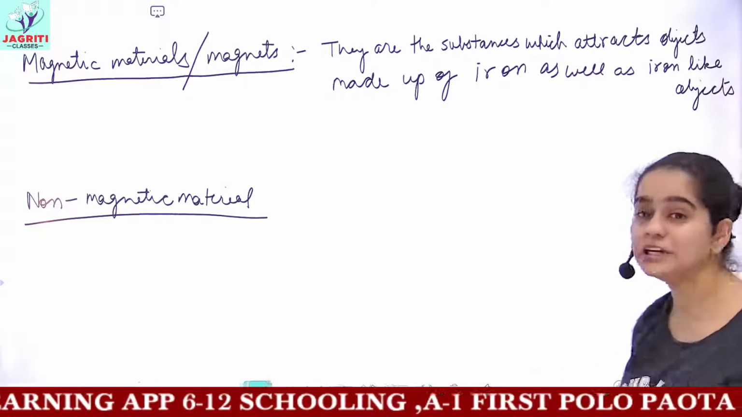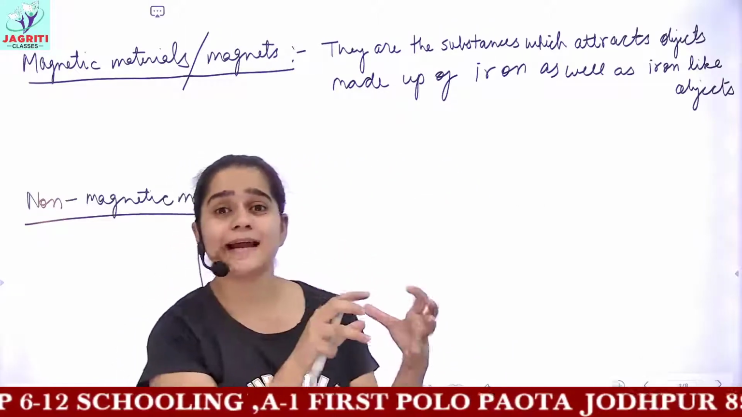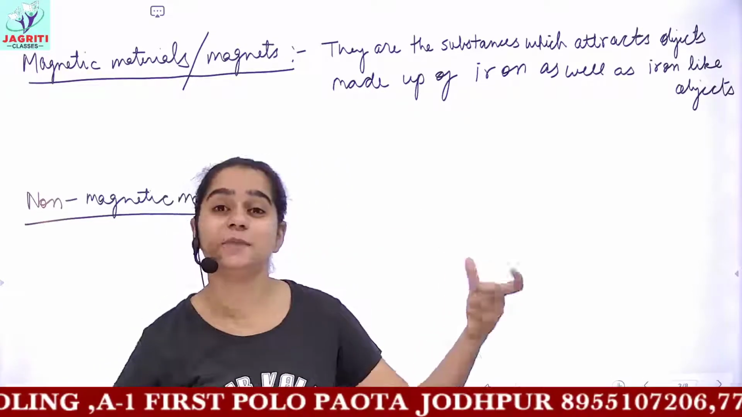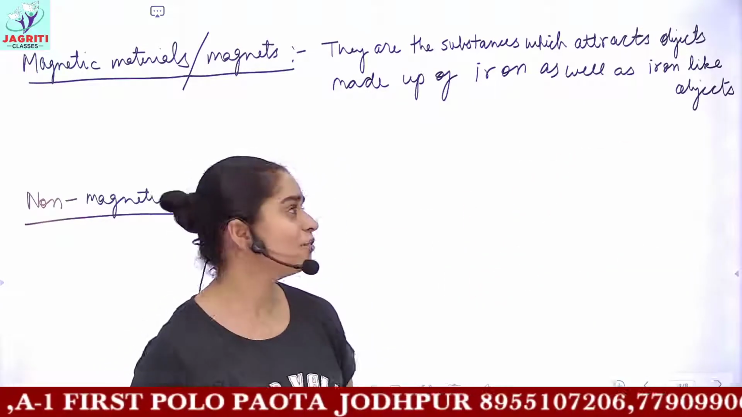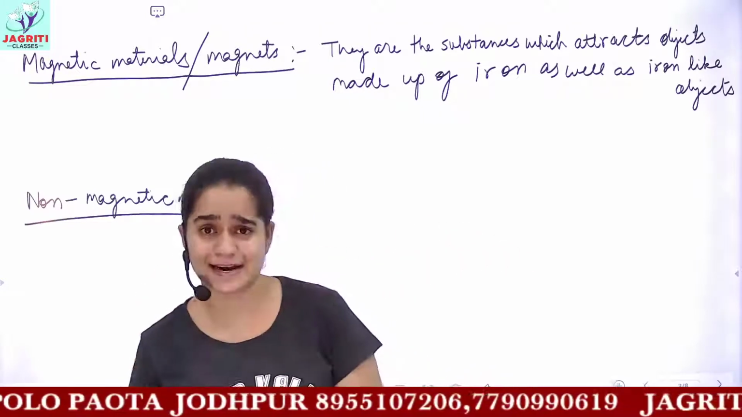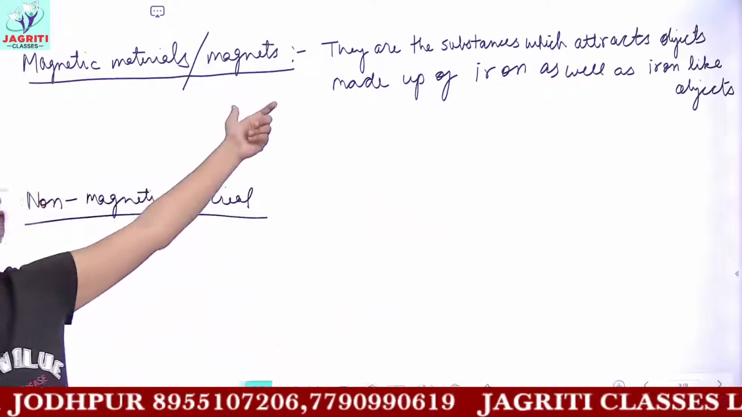So magnetic material or magnets are those substances which attract other objects made up of iron, or you can say iron-like substances. Materials made up of nickel also get attracted, and iron is getting attracted too. So such substances are called magnets.